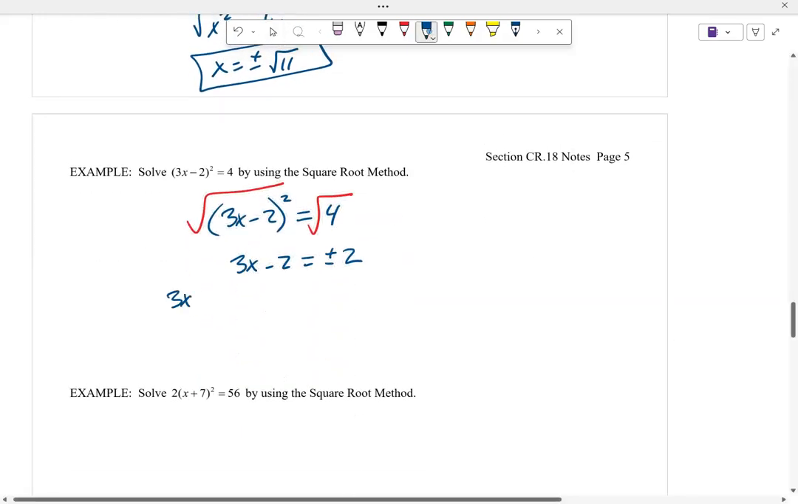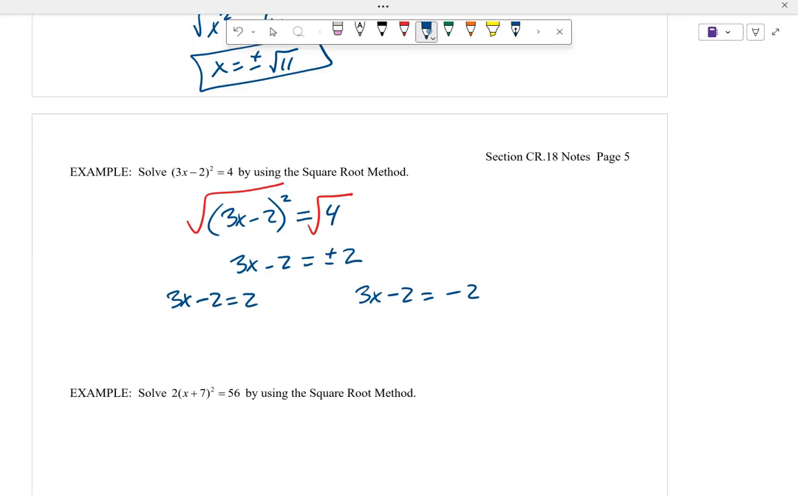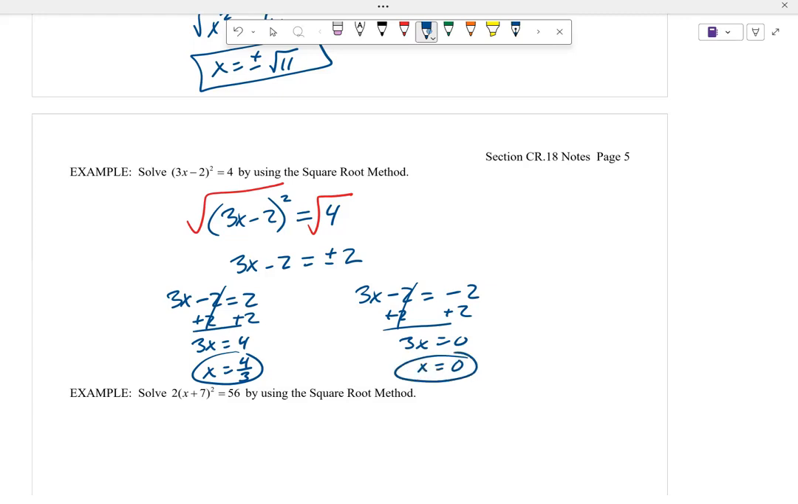I got to finish this though. I got 3x minus 2 could be positive 2, or I have 3x minus 2 could be the negative 2. So I'm going to have to solve those separately. So let's add 2 to both sides. So I got the 3x being 4, dividing by 3. So 4/3 for that one. Over here I got 3x being 0. I divide by 3. 0 divided by anything is 0. So I end up with 0 and 4/3 on that one.